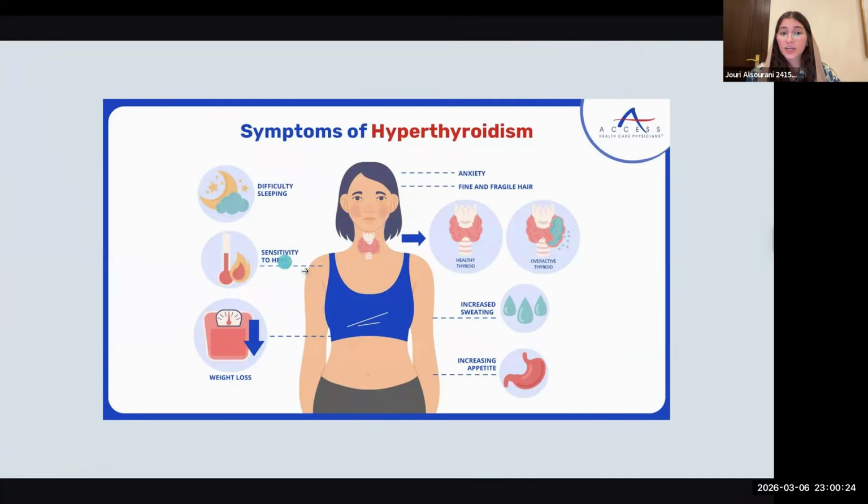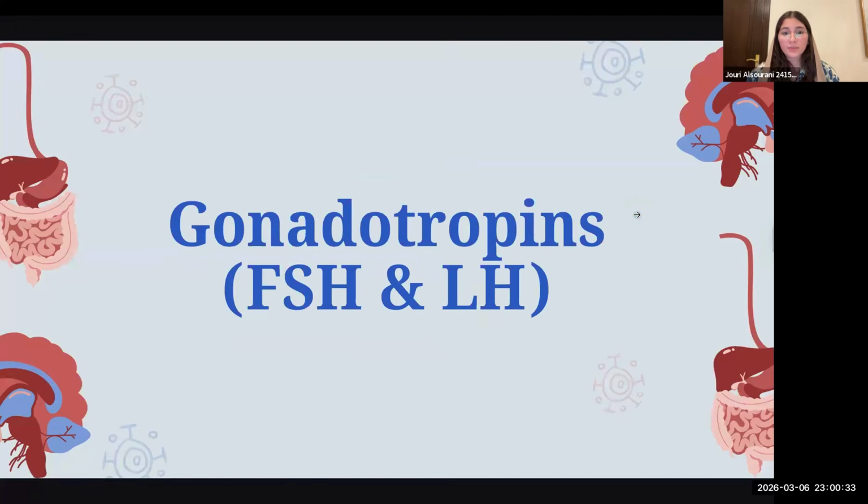You'll see the patient is very sensitive to heat. They're losing a lot of weight. They're sweating. They're hungry. They're anxious. And yeah, that's basically it.